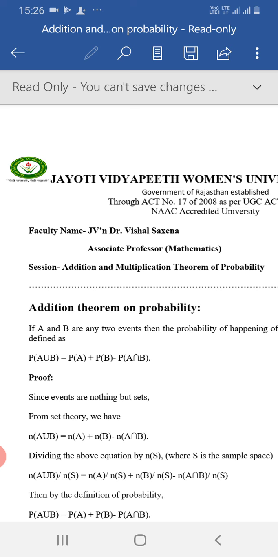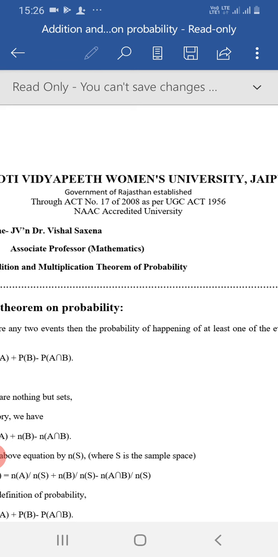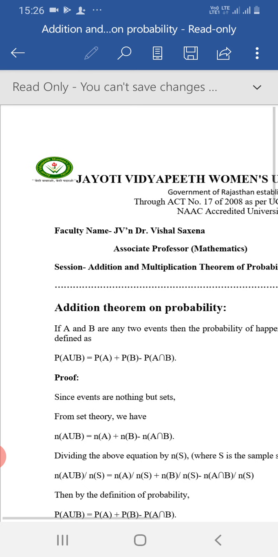Today I am going to discuss the addition and multiplication theorem of probability. First we take the addition theorem on probability. If A and B are any two events, then the probability of happening of at least one of the events is defined as P(A union B) is equal to P(A) plus P(B) minus P(A intersection B).